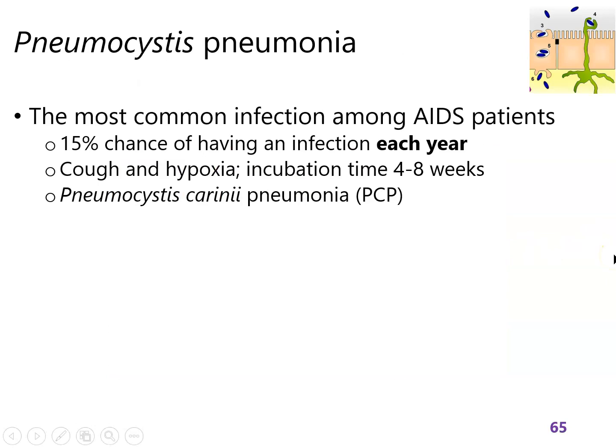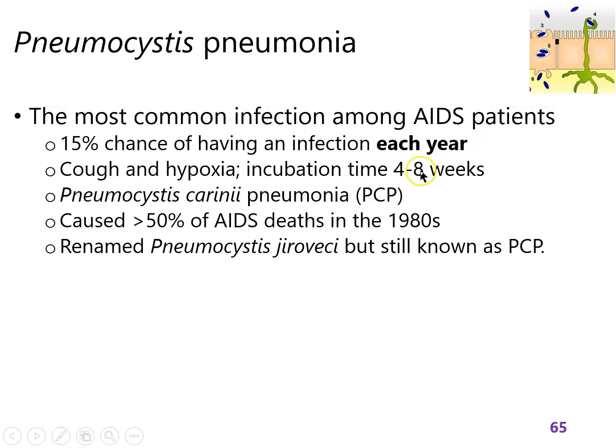So one of the weirder ones is Pneumocystis, which causes Pneumocystis pneumonia. This is incredibly common. People with AIDS have a high chance of experiencing pneumonia from this species every single year. So this used to cause a large fraction, like more than half of the deaths due to AIDS. And now we understand it better and can treat it.